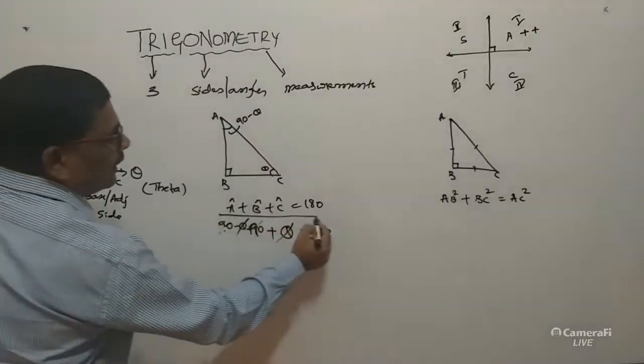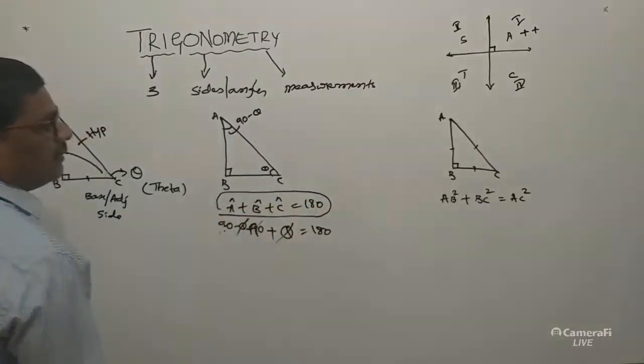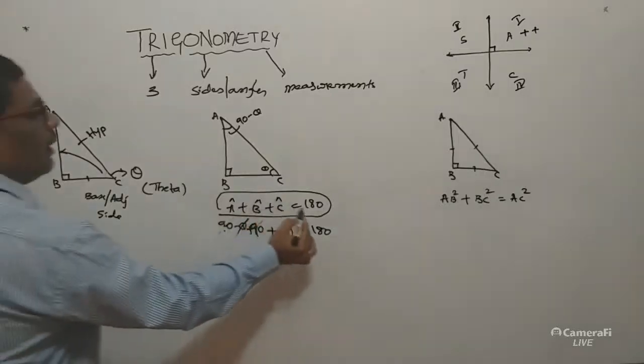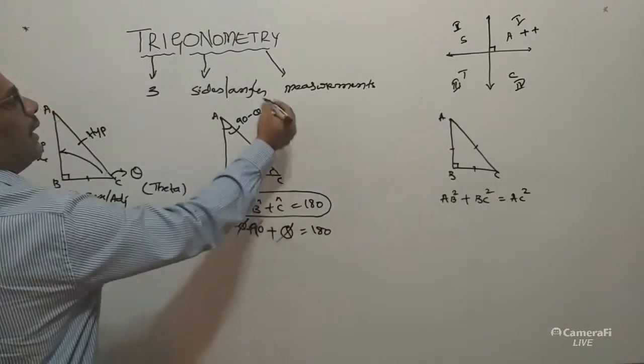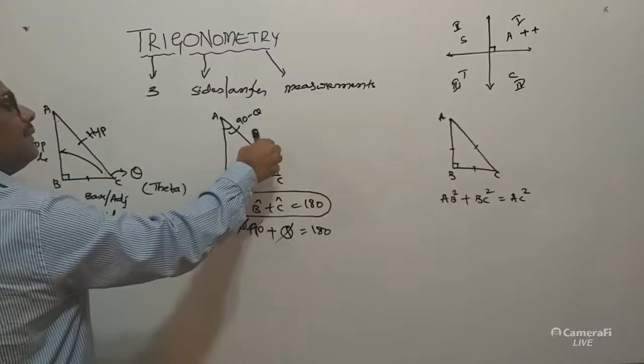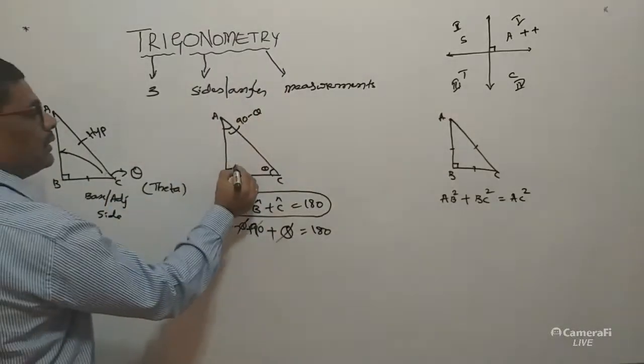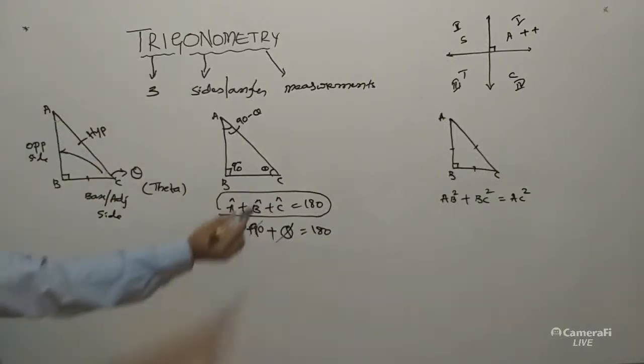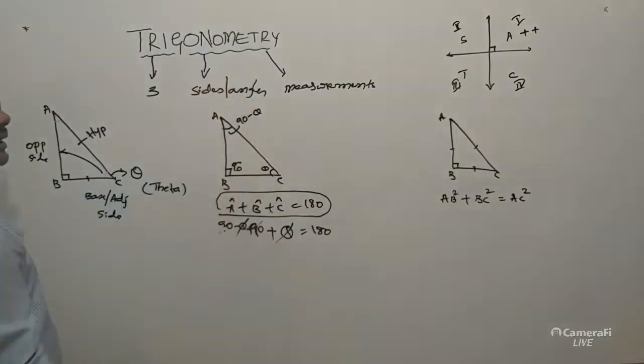So hence the result of the triangle: the sum of the angles of a triangle is 180 degrees. Therefore, according to that, if one angle is theta, the other angle must be less than this angle, that is 90 minus theta, because already this is a 90 degree. The concept is very clear. If this is theta, definitely this is 90 minus theta.